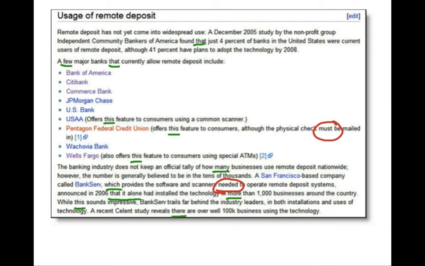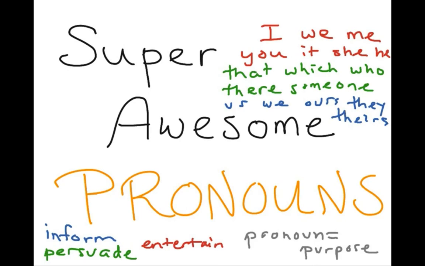Okay, to wrap up our super awesome pronoun lesson, there are lots of different pronouns. By finding the pronouns in the piece, you can figure out why the author chose to write it, whether it's informative, persuasive, or entertaining. Finding those will help you figure that out and hopefully pass your CASE.